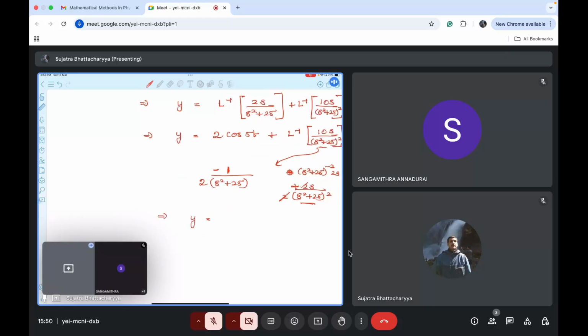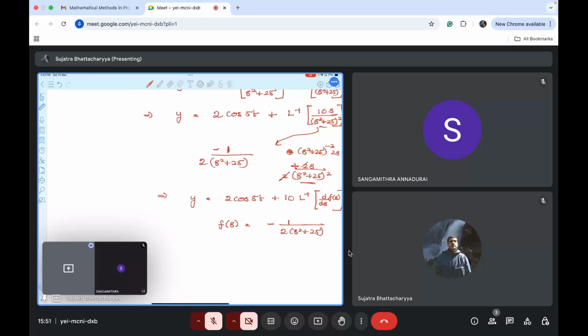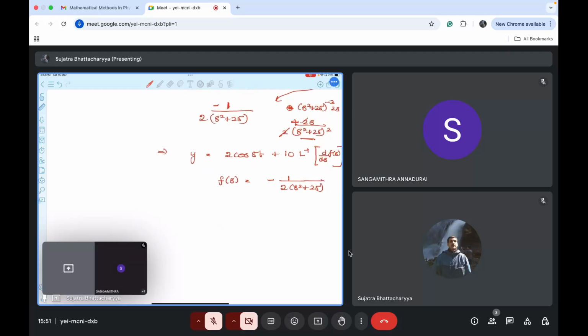So what I am getting is 2 cos 5t plus 10 L inverse of... can I write this now as d/ds of some f of s? Well, what is this f of s? What we have derived so far is minus 1 by 2 times 1 upon (s square plus 25). Okay, so this we have tried to see. Fine. I think this is all right.